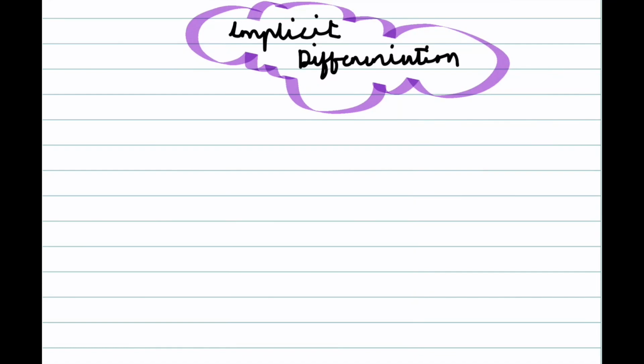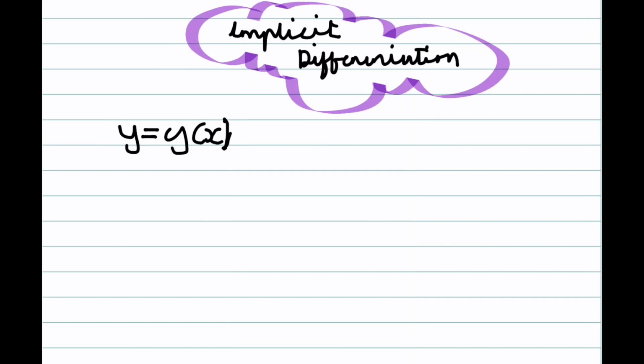So here we'll be looking at implicit differentiation. And for implicit differentiation, y is implicitly a function of x. To be honest, it can be any variable, but usually we use y. So y is implicitly a function, y of x.